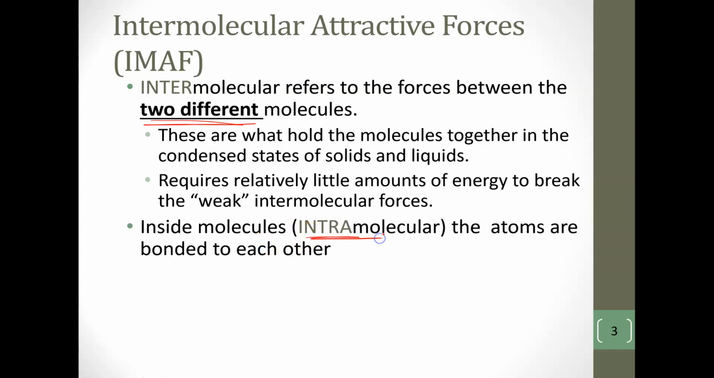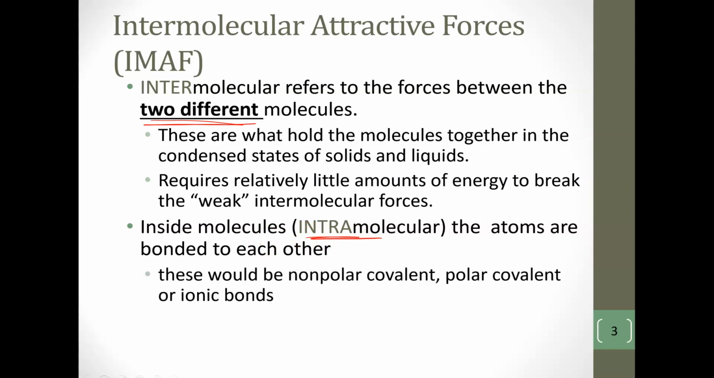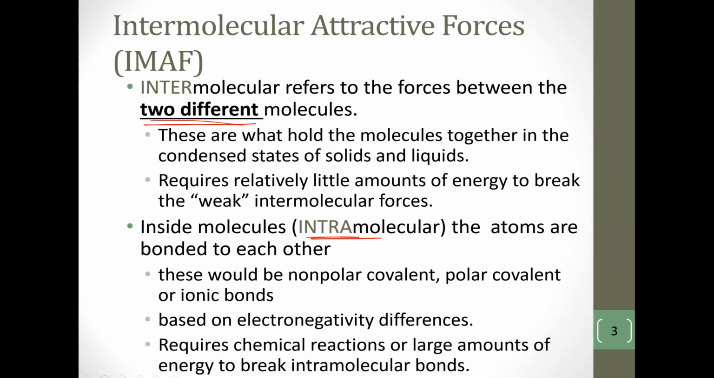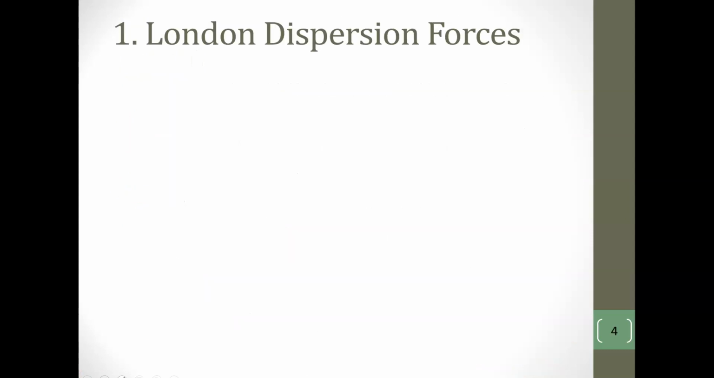Inside the molecule, the intramolecular bonds, they are bonded to each other using either polar covalent, nonpolar covalent, or ionic bonds. These suckers are really hard to break, and they are based on electronegativity differences because they are breaking apart bonds. They're breaking the electrons that are either being shared or transferred. You're breaking them apart. It takes a ton of energy. These guys, relatively weak, little amounts of energy.